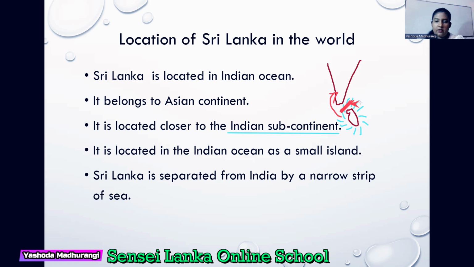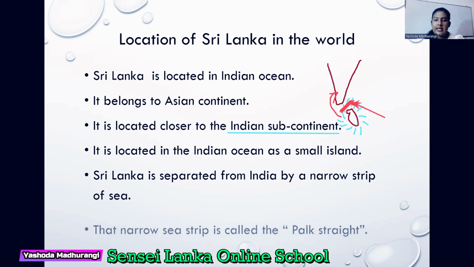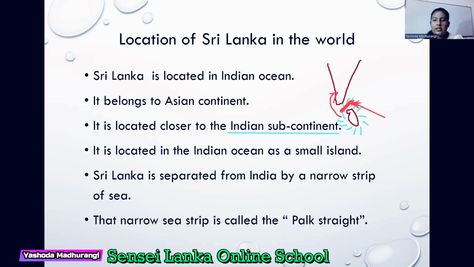What is this? That narrow strip of sea. We call it Pork Strait. That narrow sea strip is called the Pork Strait. Remember the name and look at my picture on the screen. Then you can remember where Pork Strait is.